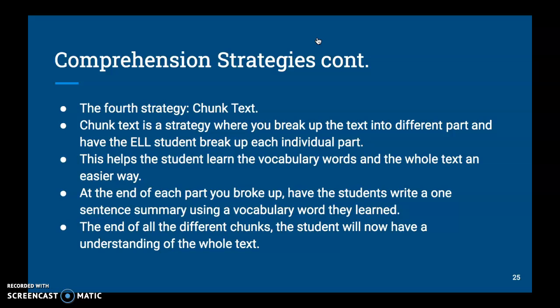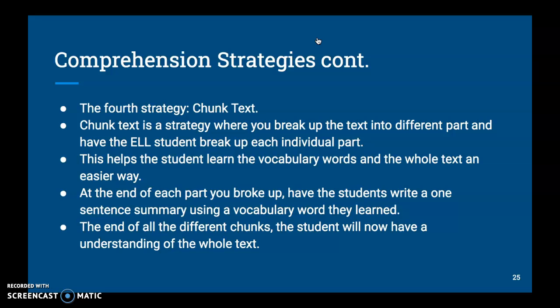The fourth strategy is chunk text. Chunk text is a strategy where you break up the text into different parts and have the ELL student break up each individual part. This helps the student learn the vocabulary words in the whole text in an easier way. At the end of each part you broke up, have the students write a 1-sentence summary using a vocabulary word they learned.